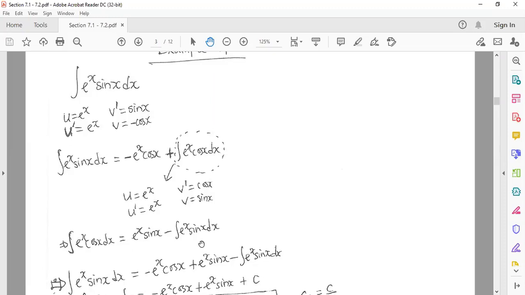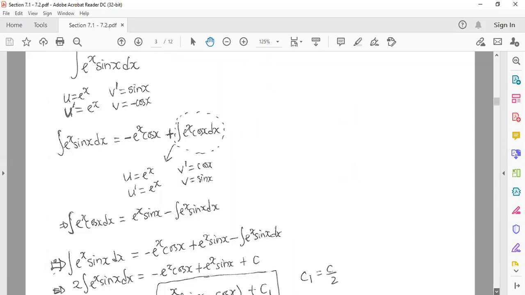So all you need to do is group all the integrals that look the same. So you have the integral of e to the power x sine x dx equals this whole thing here minus the integral of e to the power x sine x. Just take this other integral to the left-hand side. You end up with two of those integrals, all right?